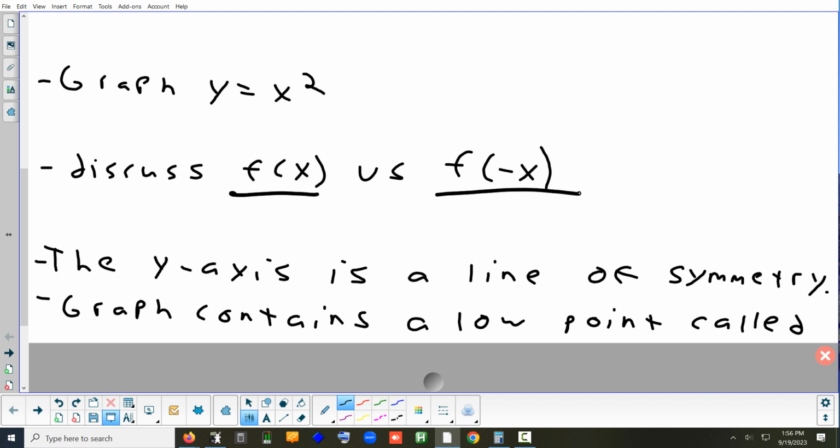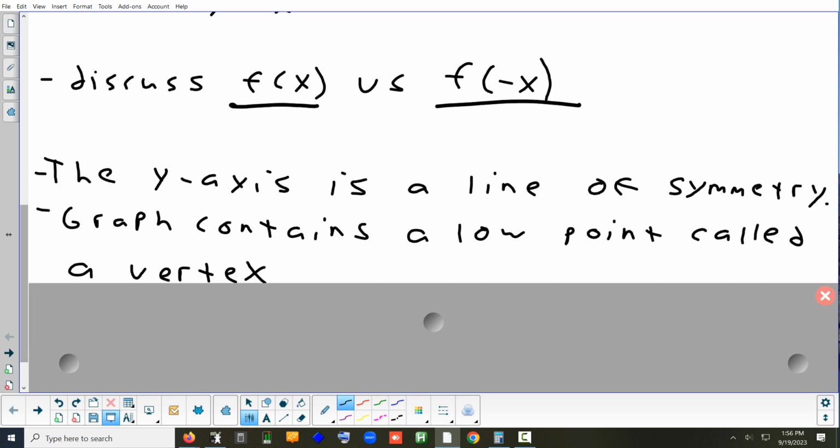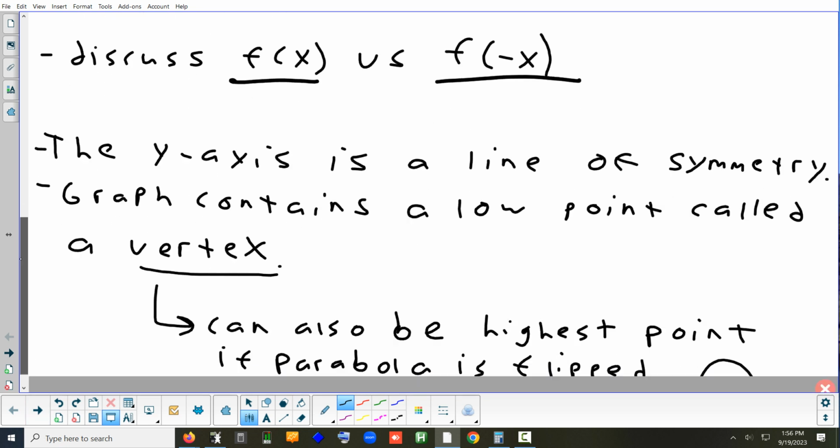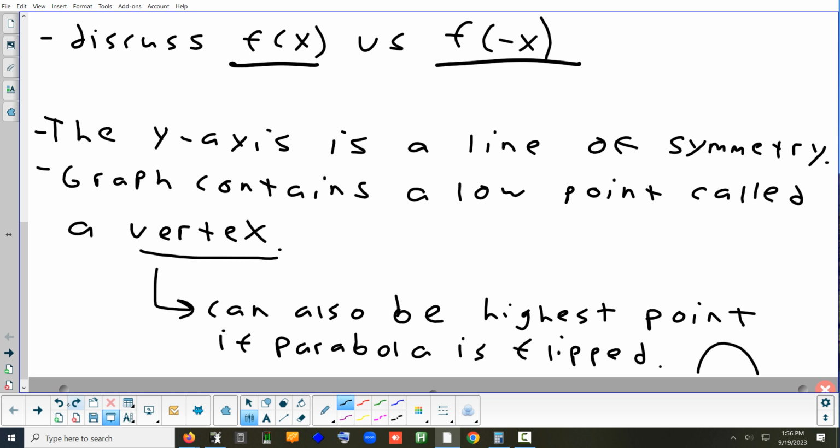When you draw a parabola, it could be the lowest point or the highest point. It begins with a V. Does anybody know what that's called? Yep, the vertex. So the low point is the vertex, and again, it can be the highest point if you flip.